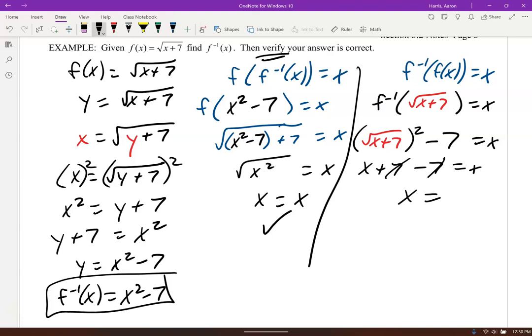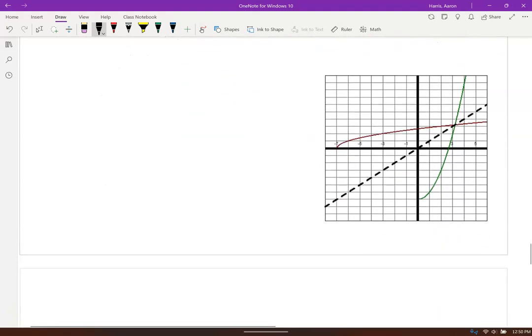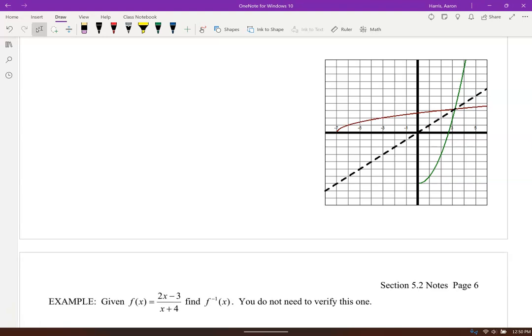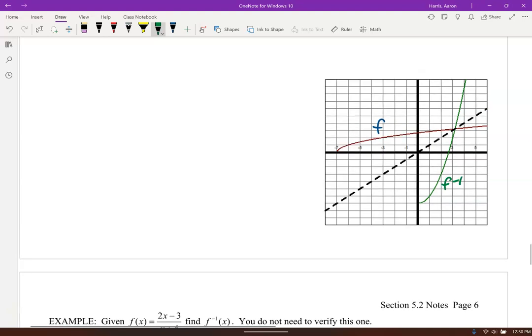Those are gone, so we just got x equals x, and sure enough, we verified it. And so the inverse of f of x is x squared minus 7, and we have verified that. Here's a little picture of that. The square root of x plus 7, this is the f function, and then x squared minus 7 is right down here. Now I want to talk about the domain on this.